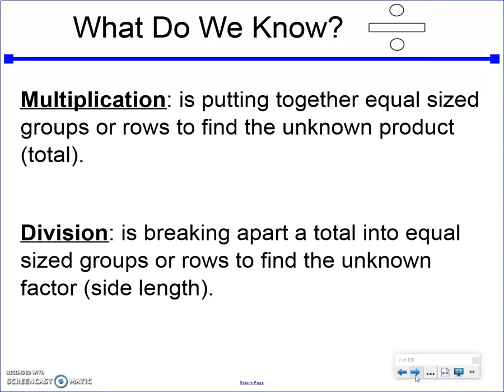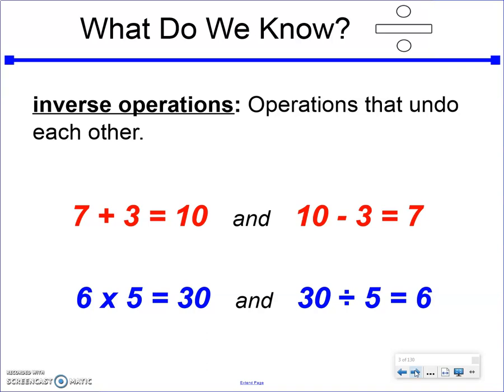What do we know? Well, we know that multiplication is putting together equal-sized groups or rows to find an unknown product or total. We know that division is breaking apart a total into equal-sized groups or rows to find an unknown factor or side length. We know that inverse operations are operations that undo each other. Addition and subtraction are inverse operations. Multiplication and division are also inverse operations.